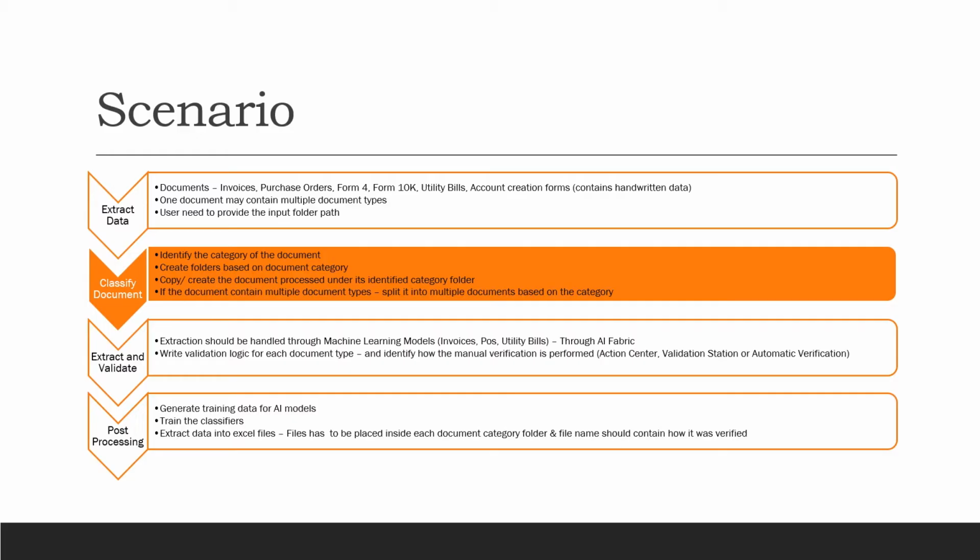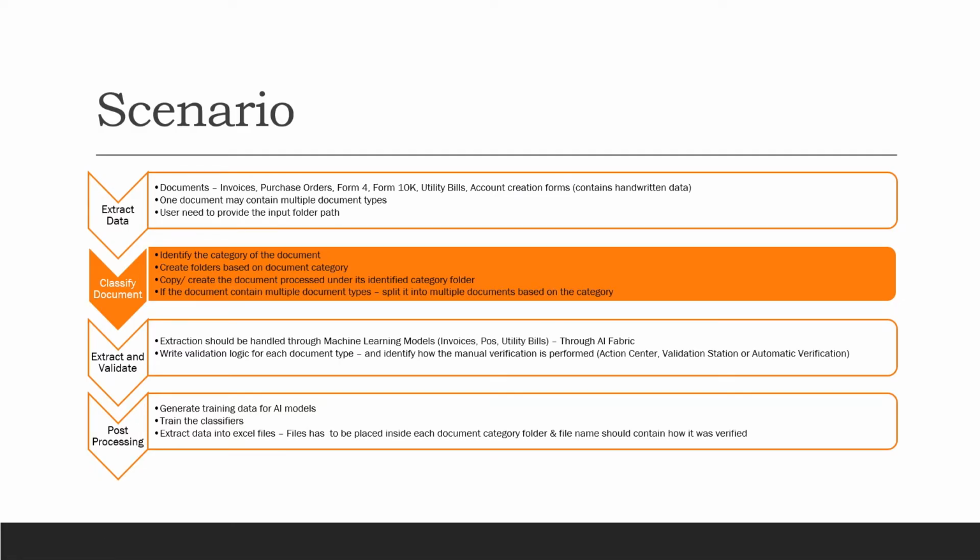In this part 2, we'll be focusing on the classifying document section. In part 1, we talked about extraction of data. We talked about the document types we have, when we have multiple document types in one file, how we should process them, and we talked about everything at a very high level. In this section, we'll be focusing purely on classification.